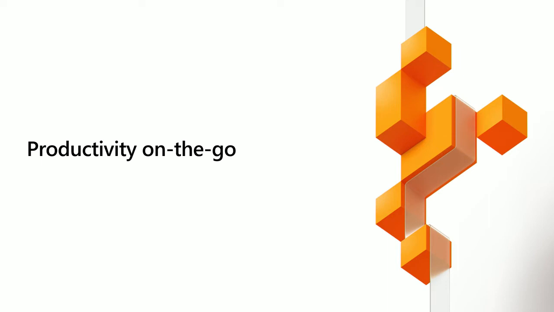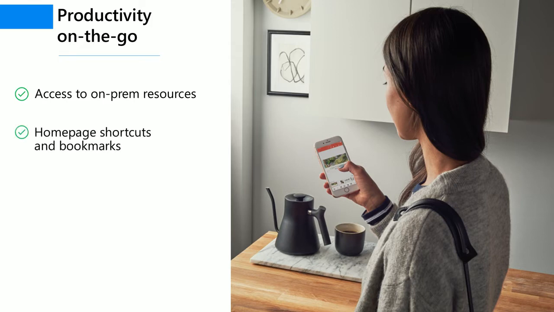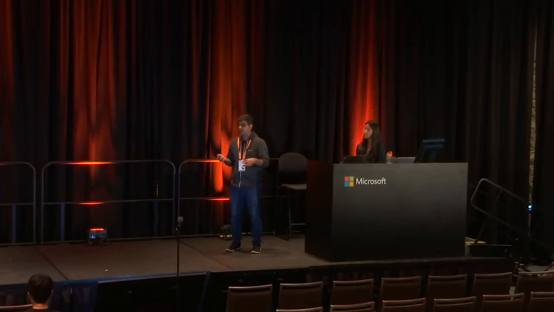Great, Sanjay, over to you. All right. So productivity on the go is actually a broad umbrella, right? At the very foundational level, it means access to on-premise resources, right? So we do provide that. As an IT admin, you need the ability to manage the shortcuts and bookmarks on your users' phones. Edge has that.